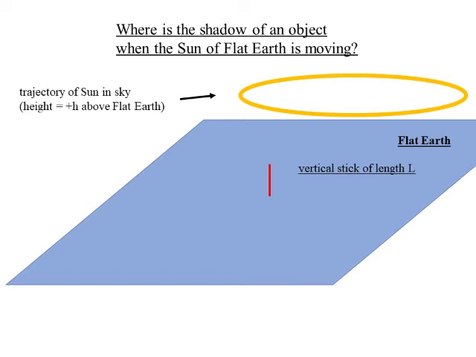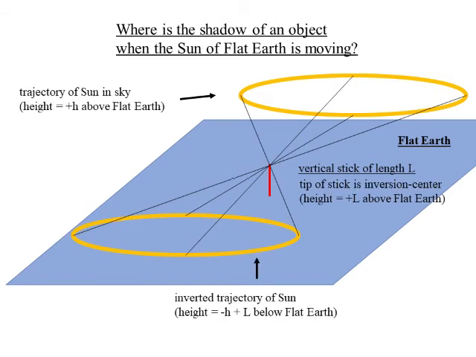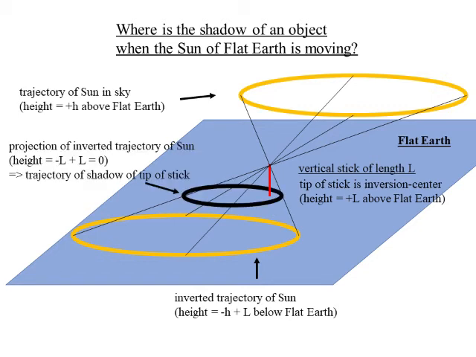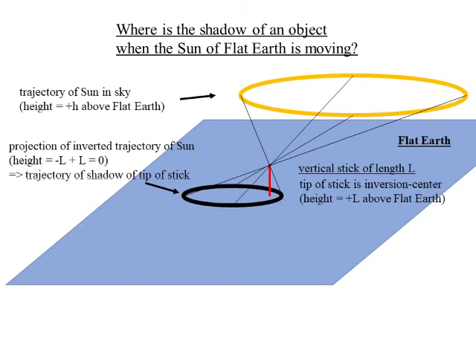And here we have the same situation viewed at an angle. We have the Sun moving in the sky in a circle. We have a vertical stick sticking out of the plane of flat Earth. Using the tip of the stick as the inversion center, we determine the inverted trajectory of the Sun. And then we project the inverted trajectory into the plane of flat Earth while accounting for shrinkage due to perspective. And this is the result. If the Sun moves in the sky in a circle, then the shadow of the tip of the stick must move on the ground in a circle.